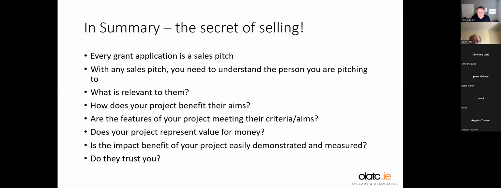Okay. So the key thing really with this is that you have the capacity to manage a project. In the application form, you need to sell that. It's very important.